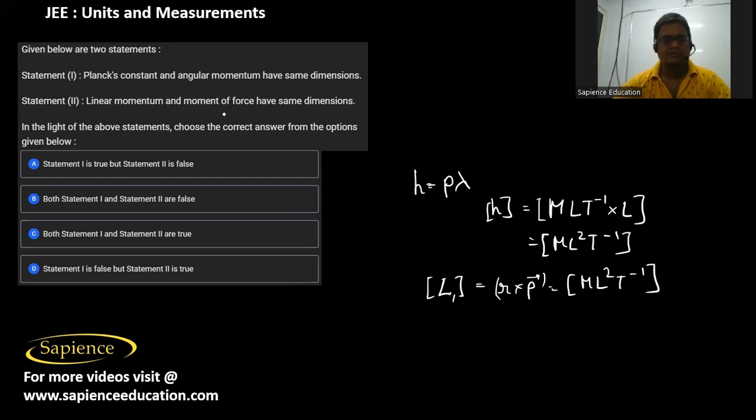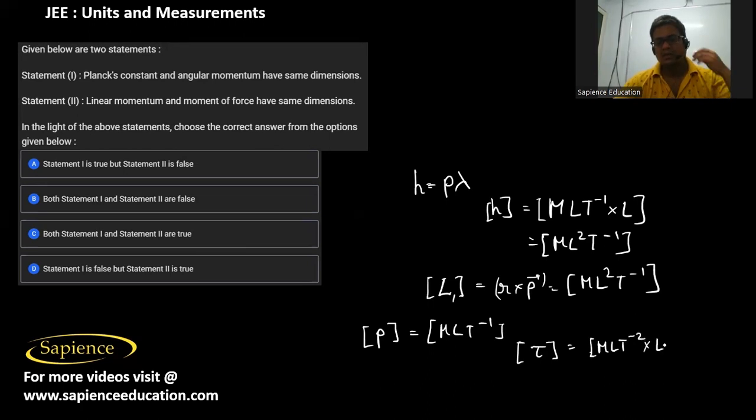Linear momentum and moment of force have the same dimensions. The dimensional formula for linear momentum is M L T power minus 1, and the dimensional formula for moment of force, or I can say torque, is equal to r cross F. So it is M L T power minus 2 into L, since it is r cross F. So it is M L square T power minus 2. So it is not the same. It means statement 1 is true and statement 2 is false. So option A is the correct answer.